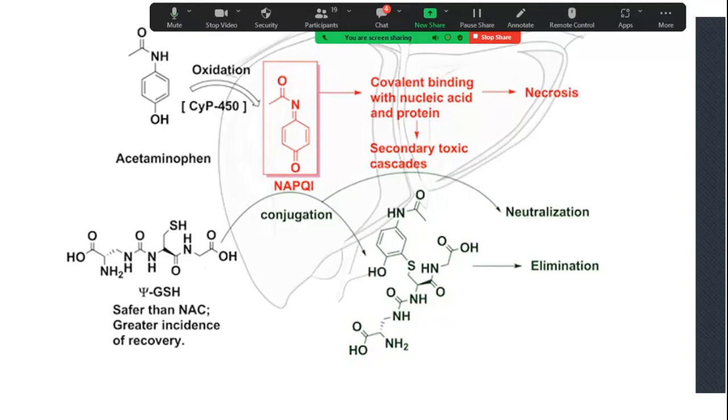We are using NAC as an antidote when we have acetaminophen poisoning. The mechanism is that acetaminophen turns into quinones, and you don't have enough glutathione to neutralize it, so the quinone will cause damage to the liver. To prevent that, we give NAC as an antidote to neutralize those quinones, those free radical generators.